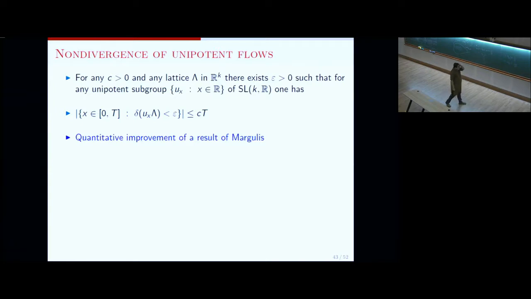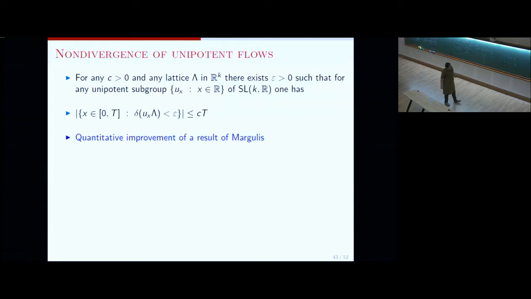In qualitative form, the fact that these unipotent flows have infinitely many visits to compact sets, this was a result of Margulis. This qualitative form was conjectured by Piatetski-Shapiro, and Margulis used his proof of the qualitative form in his proof of the arithmeticity theorem for lattices in semisimple groups.